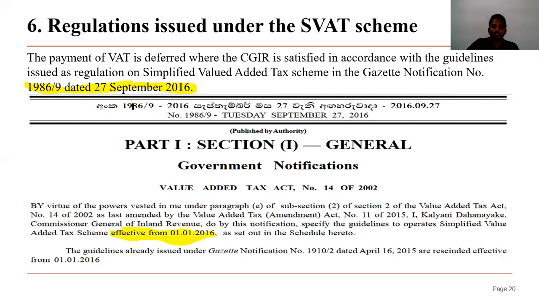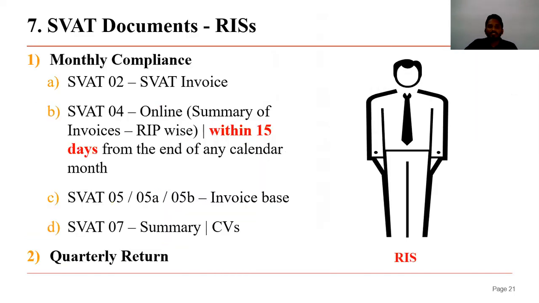This is the Gazette notification number. In this, they specify the guideline to operate the SVAT scheme. If you are still referring to the previous Gazette notification, which is dated April 16, 2015, it is no longer valid with effect from 1st January 2016 onward.